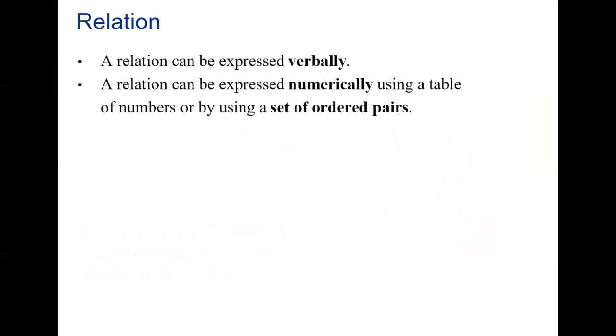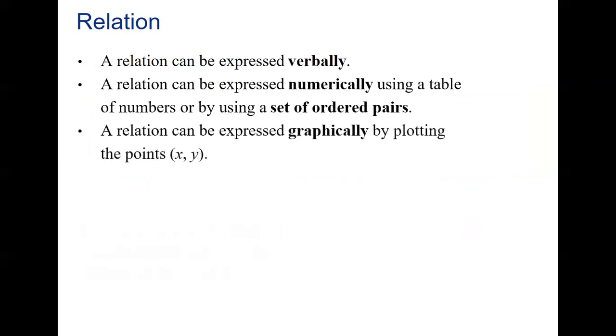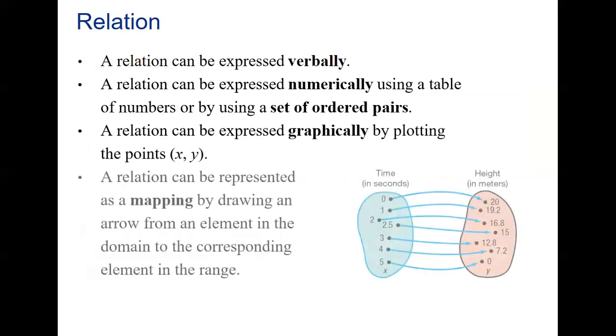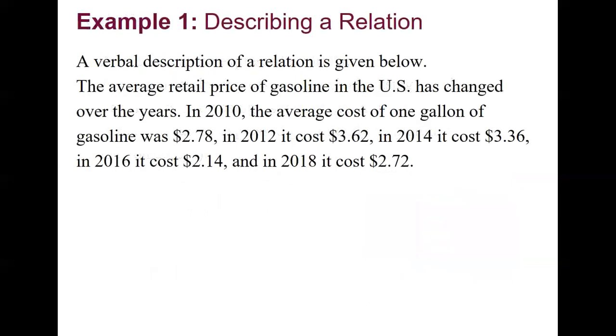Okay. So a relation can be expressed verbally. I could describe something to you numerically, as a set of ordered pairs, graphically, and as a mapping. All these sound familiar? Okay. And so, for example, here's a verbal representation of a set of ordered pairs.